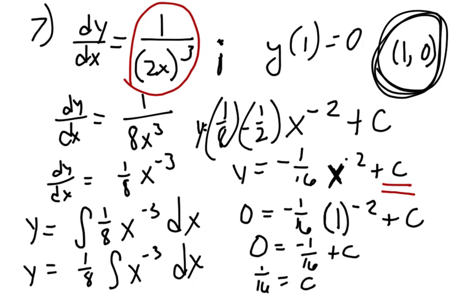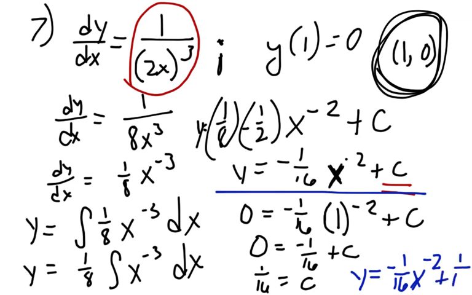So the final answer to this problem would be y equals the answer that we got up here, negative 1/16 x to the negative 2 power plus, instead of c, the 1/16. So when they give you this point, you need to come up with the actual c value, because that's giving us a specific answer.